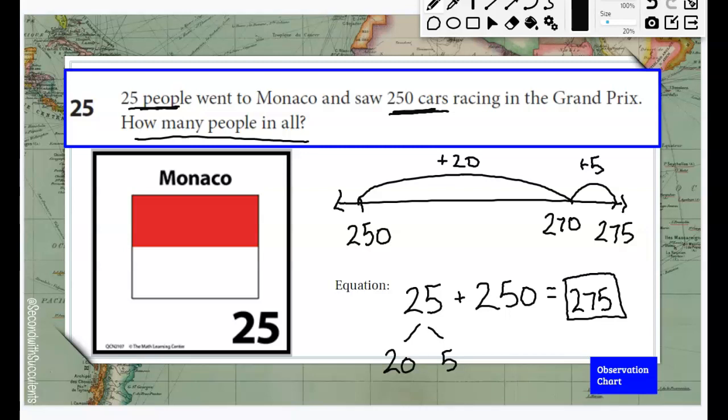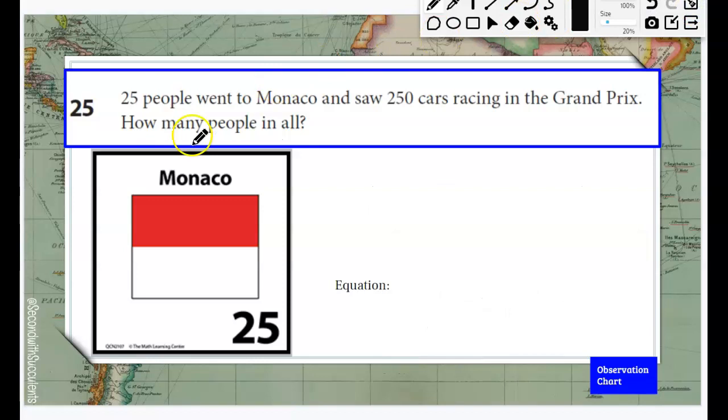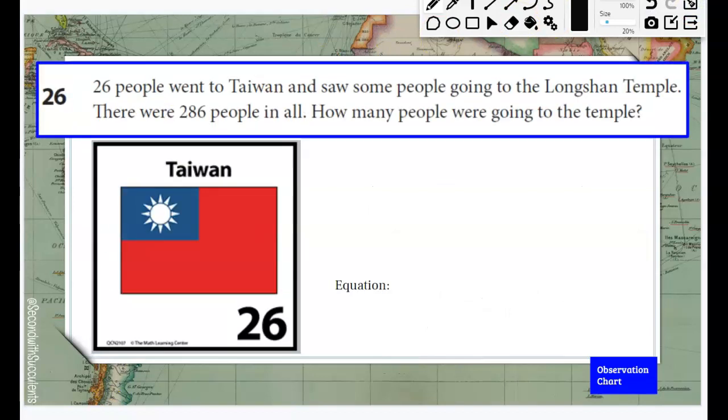Let's look at our next story problem. Erase your boards. For this problem, we are traveling to Taiwan. Listen for the first read. 26 people went to Taiwan and saw some people going to the Longshan Temple. There were 286 people in all. How many people were going to the temple?